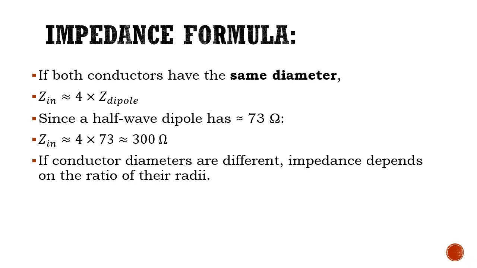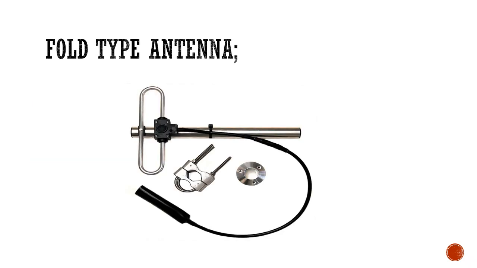If conductor diameters are different, impedance depends on the ratio. It explains that if the conductor diameter or the length of the diameter differs, the impedance of the folded antenna will differ. And then the picture of the folded dipole antenna is this, where we get a dipole folded on one side, which is like a coaxial cable.